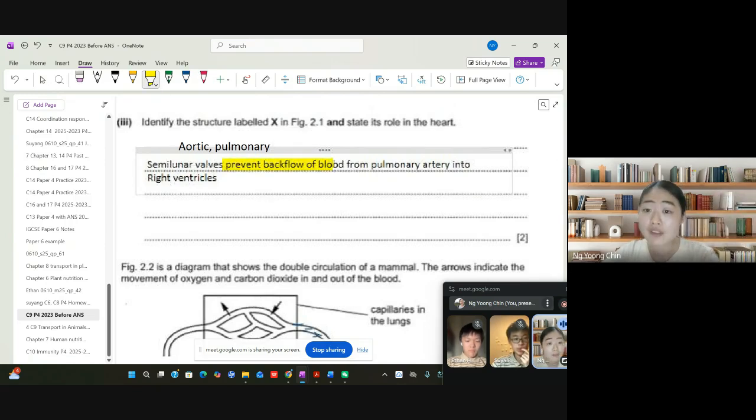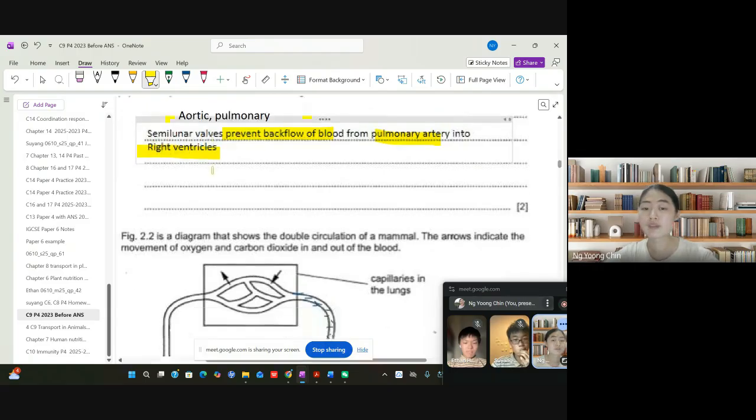Prevent backflow of blood from where to where? So now it's from the pulmonary artery to the right ventricle. They want to prevent the blood from flowing from the artery back to the right ventricle. So that's why there should be a valve.